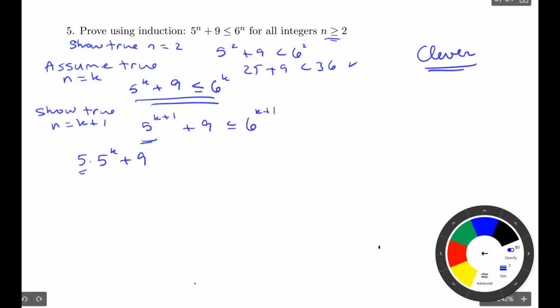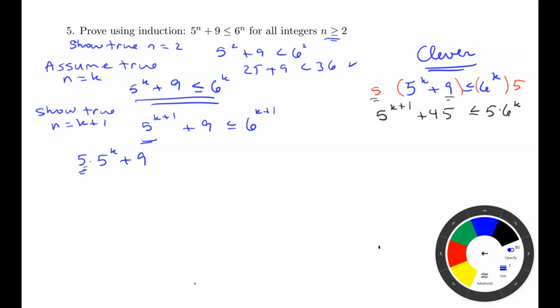Okay, so let's go over here to the clever thing. So this I know is true, right? This is true. I'm going to be using that inductive step. How about if I multiply both sides of this by 5? Okay, so what would that give me? That would give me 5 to the k plus 1. And if I distribute this 5 to this 9, I get plus 45, and that's smaller than 5 times 6 to the k. And the only reason I'm thinking of doing something different is that this 5 isn't breaking up like the other examples, is it?